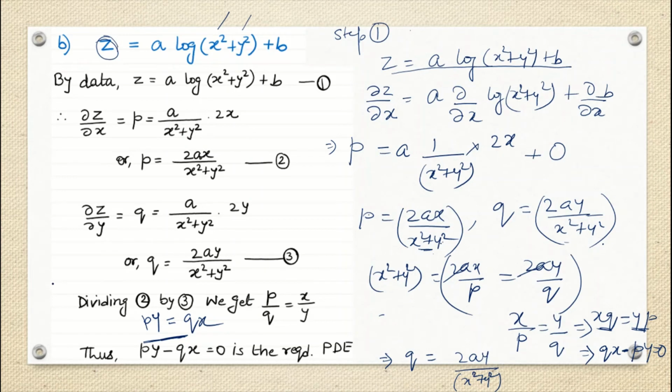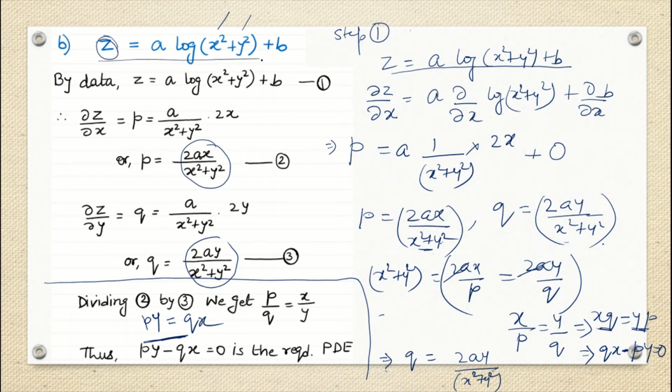And what method have we used here? It is totally up to you. The goal is you have to eliminate the arbitrary constant. But here what they have done is, since we have these two equations, they just divided 2 by 3. So in that case, that is also correct. So x square plus y square will get cancelled, and p by q will become x by y. So both are actually the same. What we have done is rewrite the given equation in the form of a partial differential equation.